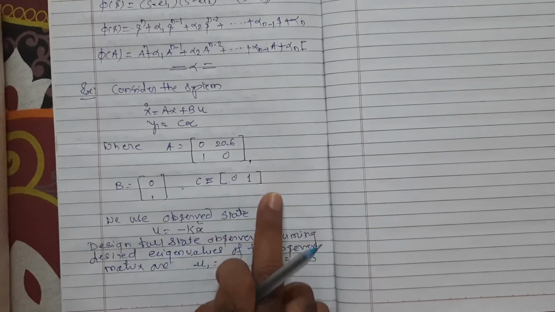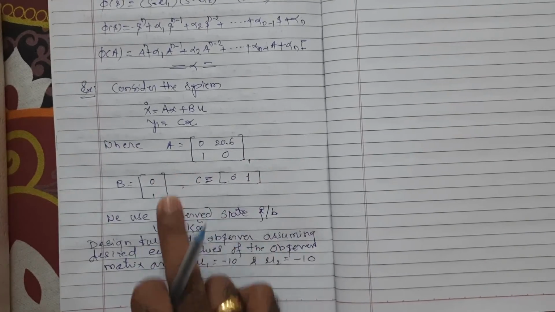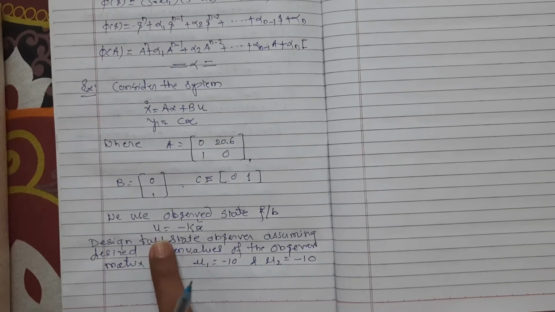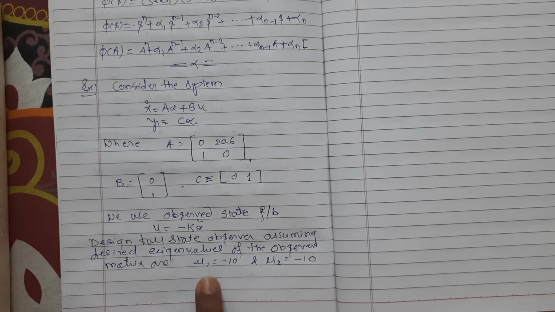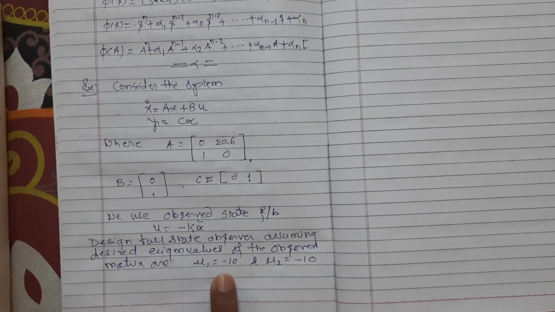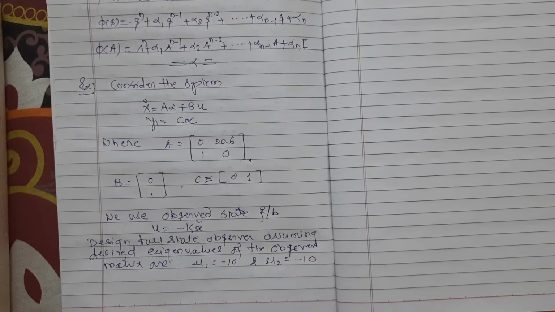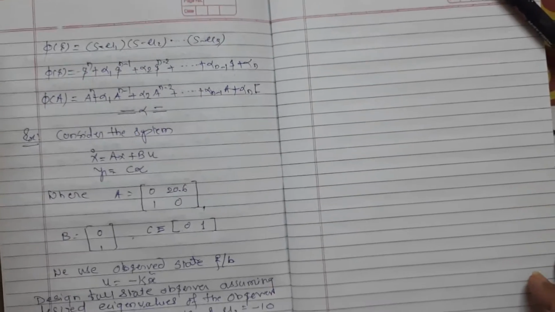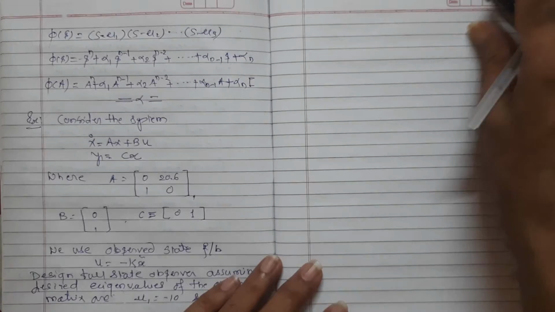A equals [0, 20.6; 1, 0], B is [0; 1], and C is [0 1], and the control law is given, that is u equals minus k x bar, and the desired poles, the eigenvalues, are mu1 equals minus 10 and mu2 equals minus 10. These are the conditions given, and for these conditions we have to design the full state observer.